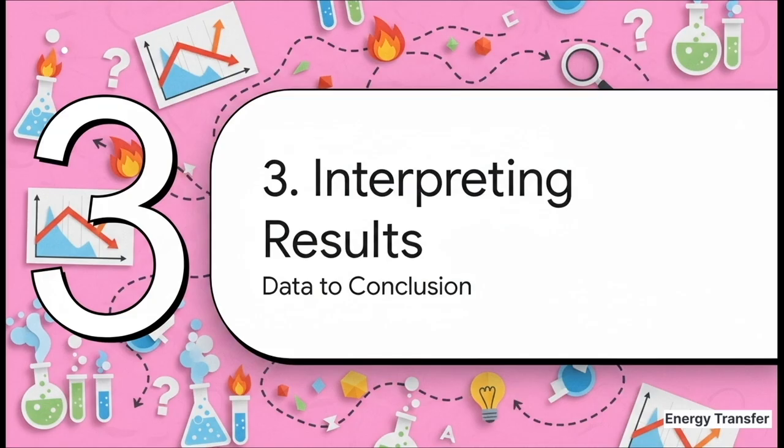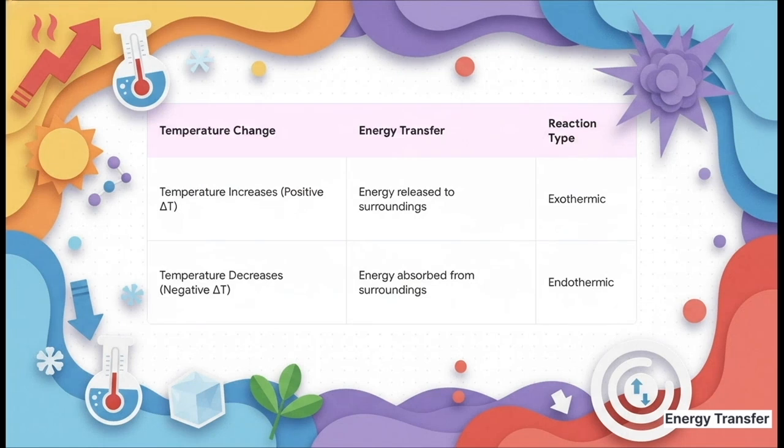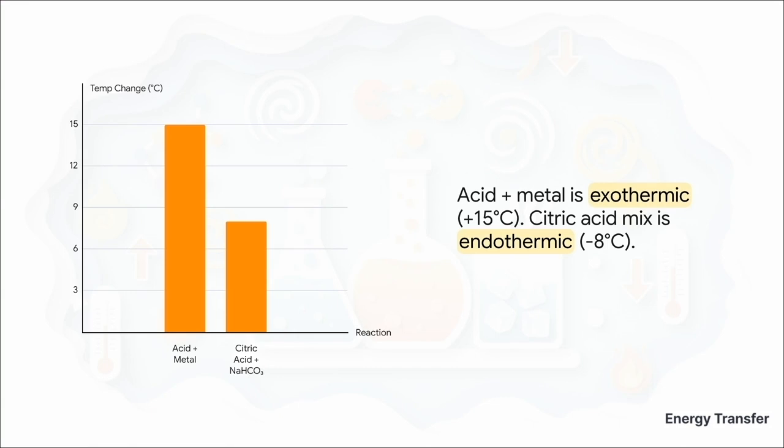How do we turn that data into an actual conclusion? Well, that temperature change you calculated, it tells you everything you need to know. Honestly, it's this simple. If the temperature went up, your reaction is exothermic. If the temperature dropped, it's endothermic. That's it. This table just shows you that direct link between what you see, the temperature change, and what's actually happening with the energy. A lot of the time, you'll be asked to plot your results, maybe on a bar chart like this one. You can see it really clearly here.